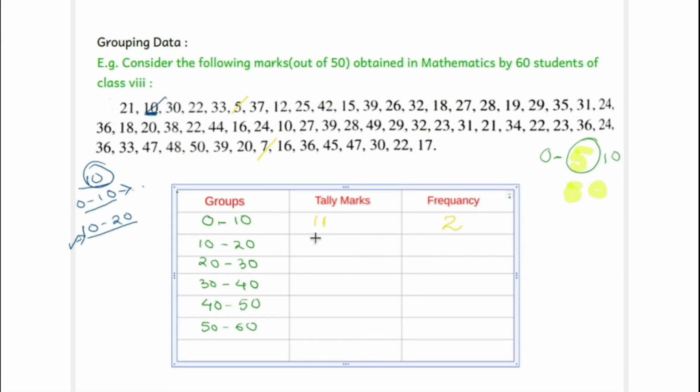So 10, first number, then 12, 2, 15, 3, 18, 4, 19, 5. Then again 18, 1. Then 20 again. So 20 we will not consider in this group. Up to 19. 10 to 19 we will consider here.